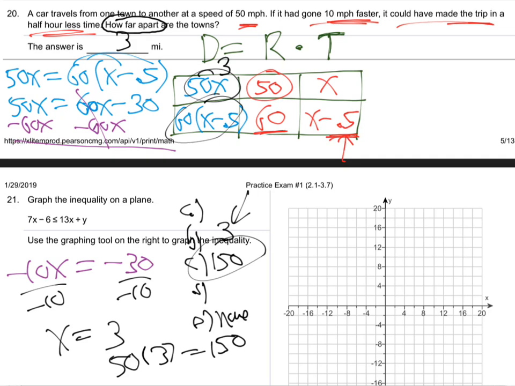So then you plug it in for X, and you've got 150 miles, because they want a distance. How far they want. So you realize you need a distance box. Plug in for X in the distance box. Comes out 50 times 3, 150.